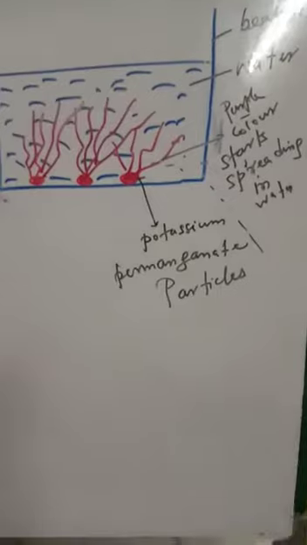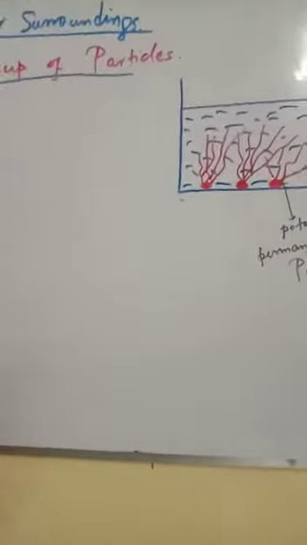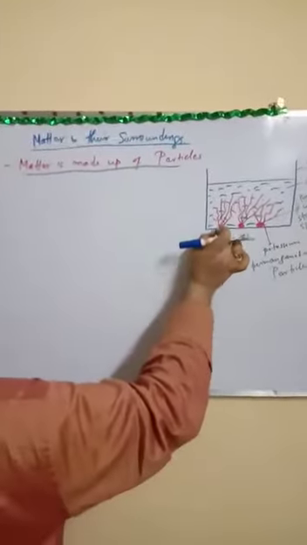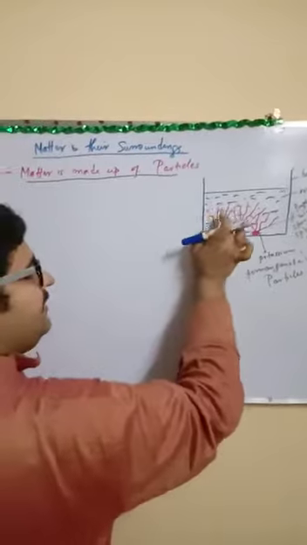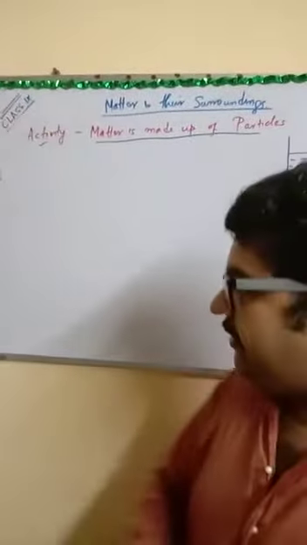So later on, after a long time, what do we observe? We observe that the water is becoming purple from colorless, but the purple color will just go on mixing with water as the time elapses. Now why is this happening and what is the reason behind this?